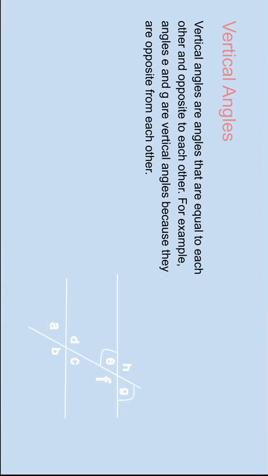Vertical angles. Vertical angles are angles that are equal to each other and opposite to each other. For example, angles E and G are vertical angles because they are opposite from each other. So we could also say that angles A and C are vertical angles because they are equal and opposite to each other. They will also always have the same degree as each other, no matter what.